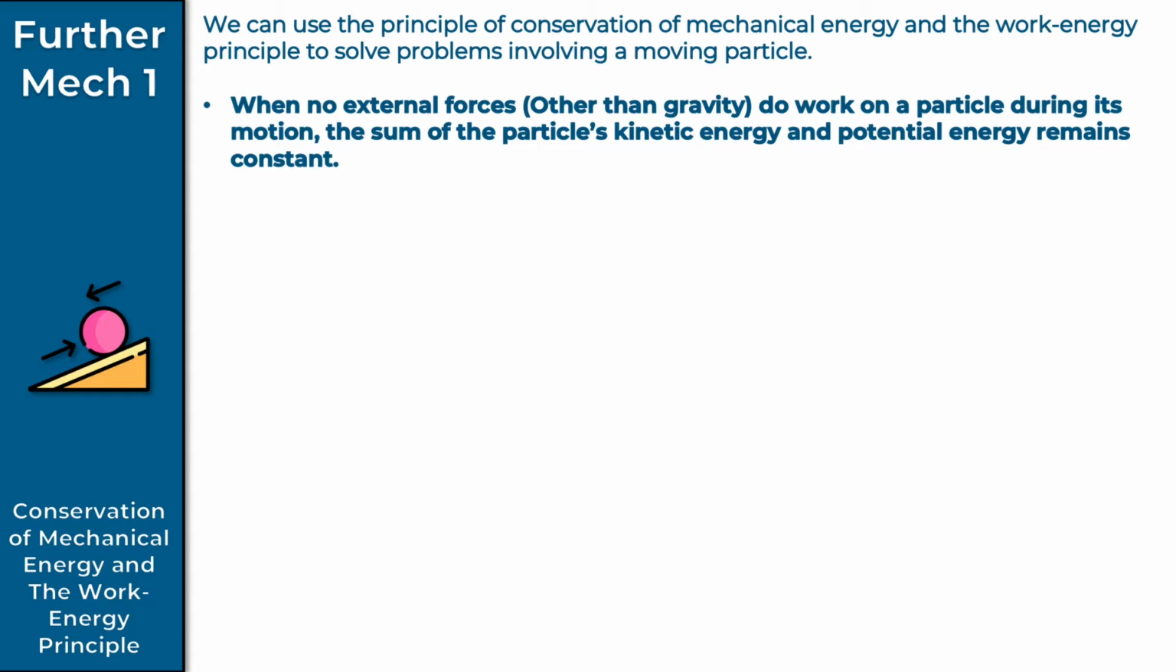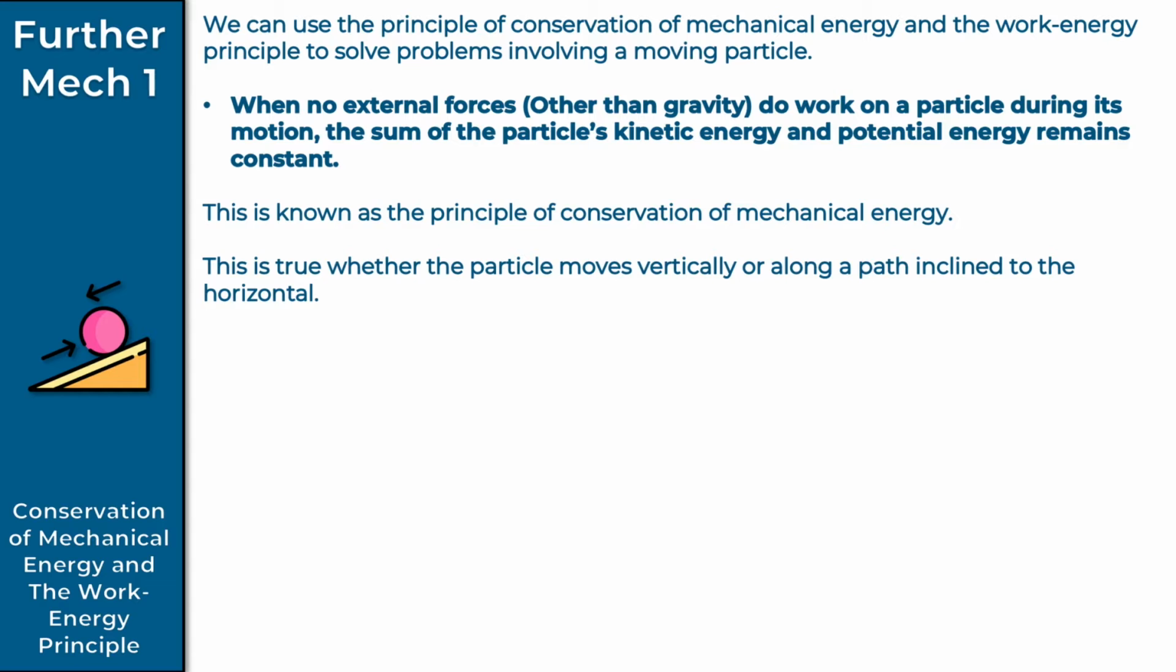So when no external forces other than gravity do work on a particle during its motion, the sum of the particle's kinetic energy and potential energy remains constant. And this is known as the principle of conservation of mechanical energy. This is true whether the particle moves vertically or along a path inclined to the horizontal.